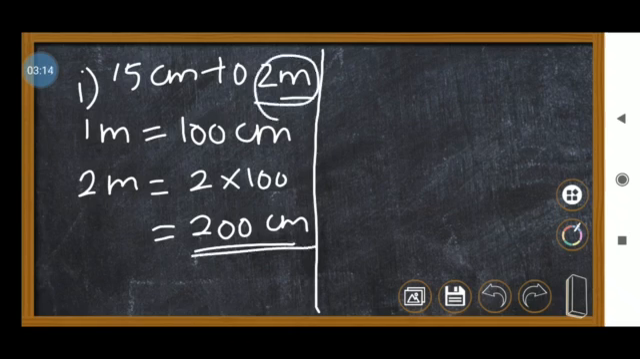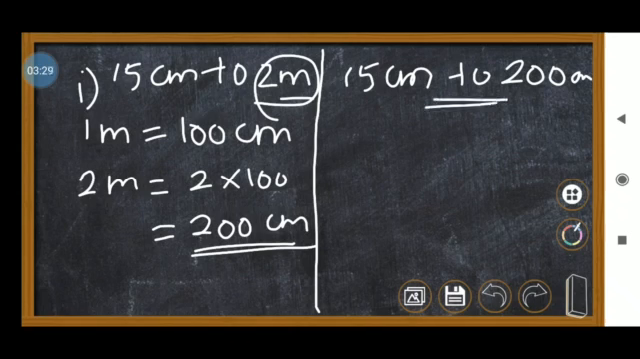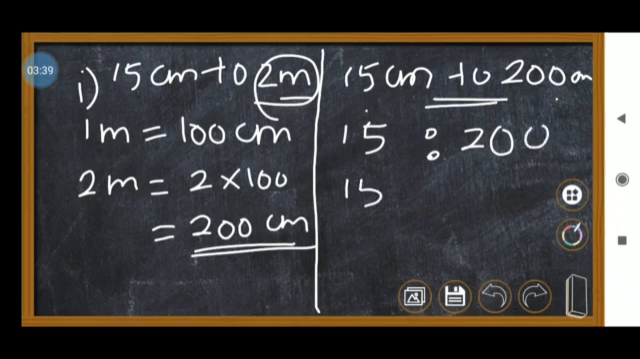Just replace it. So 15 centimeter to 200 centimeter. Okay, now how to find the ratio? I will take 15 is to 200. We can write this as 15 divided by 200. Am I right?